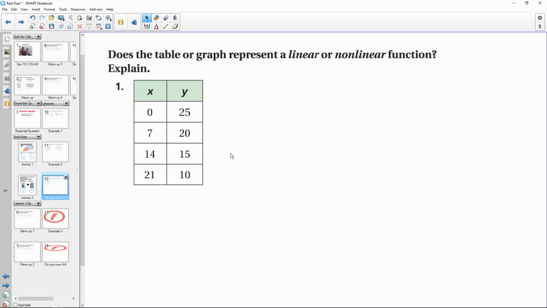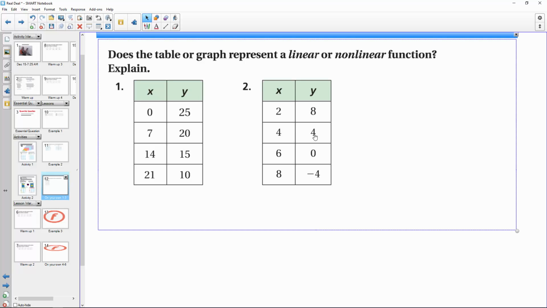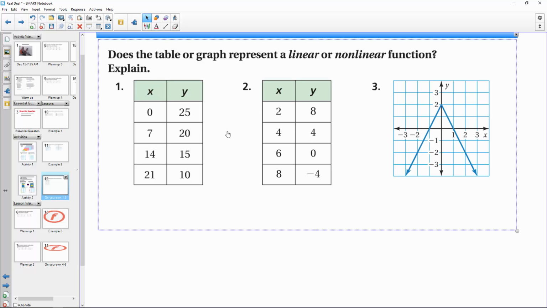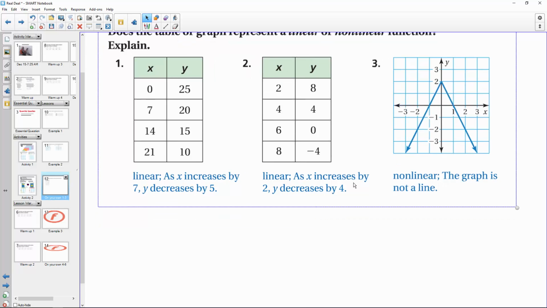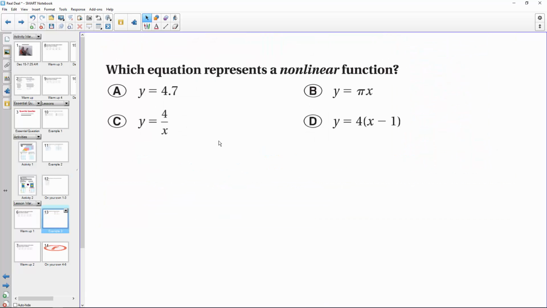Then we have to go through a few more examples and see what these look like here. So here are my 3 different examples, and I want you to pause the video and figure out if you think they are linear or nonlinear. I look at the first one, it's definitely linear. This one here is also linear. This one is not a straight line. It's 2 lines, but it's not a straight line, so it is nonlinear.